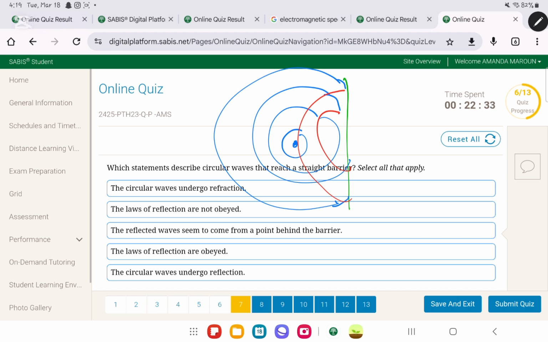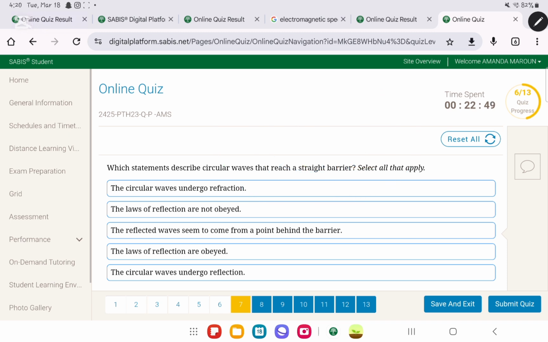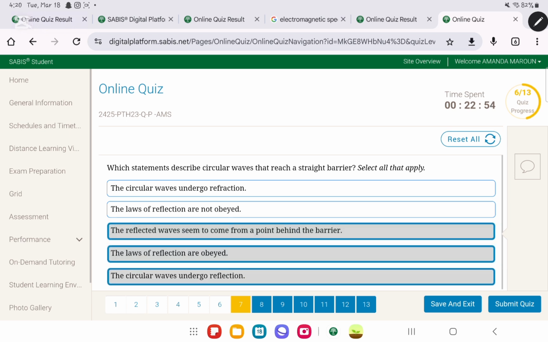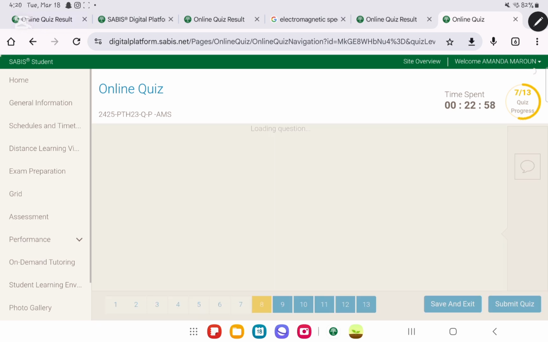So when the circular waves reach the straight barrier, they will undergo reflection. Of course, they are going to obey the laws of reflection. And what happens is that it seems like a point behind the barrier is causing these reflected waves. So first of all, the circular waves undergo reflection, the laws of reflection are obeyed, and the reflected waves seem to come from a point behind the barrier.